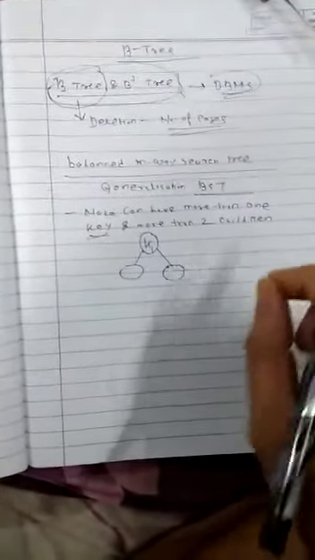Second, the definition also says that it maintains the data in sorted order and all the leaf nodes are at the same level at any instant of time. So a B tree maintains a sorted order. Then you have to remember an important thing, that is order.